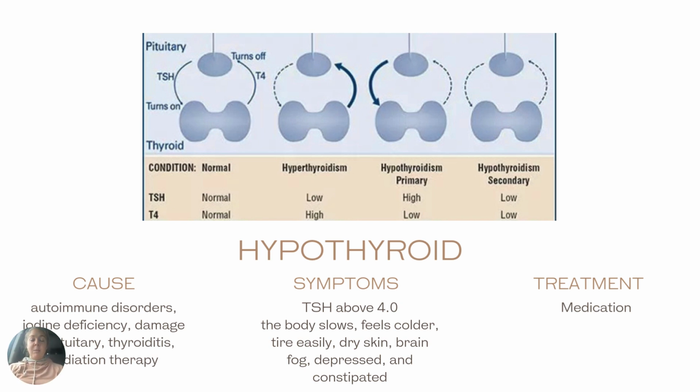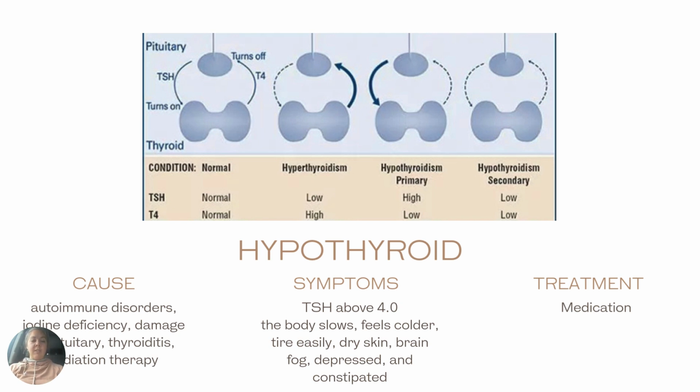So symptoms of hypothyroidism are a TSH, that's your blood test, that's going to come up at 4 or higher. Your body will start to slow down. You might feel colder. You might tire easily. Your skin will get dry. You might have brain fog, depression, or constipation. Anything that you can think of as slowing down in your body could be a sign of hypothyroidism. Just think things slow down. Generally, the treatment for hypothyroidism is a medication that will increase your levels of T4 and should then bring everything back to normal.